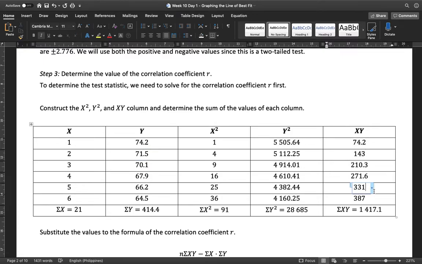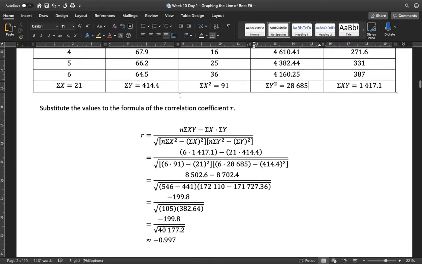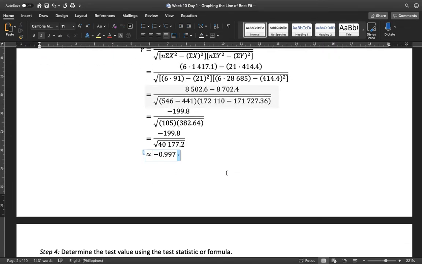Then, we have these values. Now that you have the values for x, y, x squared, y squared, and xy, we add them up. Take the summation of x: 21. Summation of y: 414.4. Summation of x squared: 91. Summation of y squared: 28,685. Summation of xy: 1,417.1. So, kayo na mag-compute yan ha. And, gamitin yung formula ni R. Substitute lang. We get approximately negative 0.997.